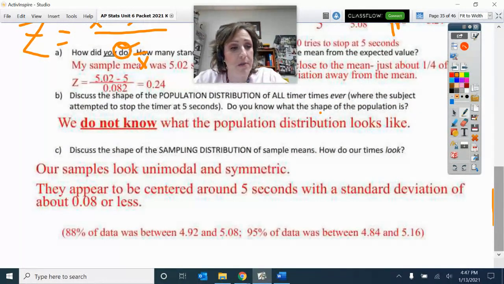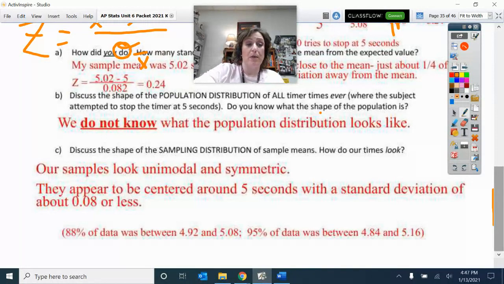All right, so discuss the shape of our sampling distribution. It looks unimodal, symmetric. It appears to be centered at 5 seconds and have a standard deviation of about 0.08 or maybe even less. Because look, I had 88% of the data within 1 standard deviation. What's it really supposed to be within 1 standard deviation? 68% of data. So my standard deviation may be even a little less than 0.08. I did have exactly 95% of my data within 2 standard deviations. So that was very cool. I love it when the data comes out just right.